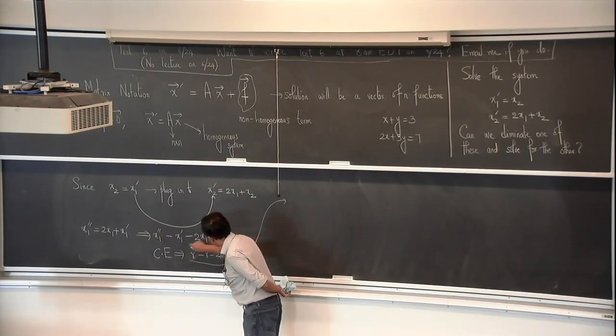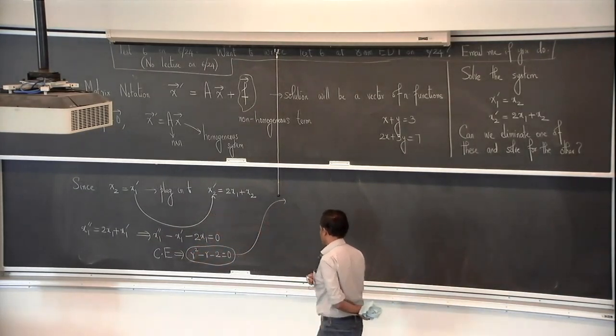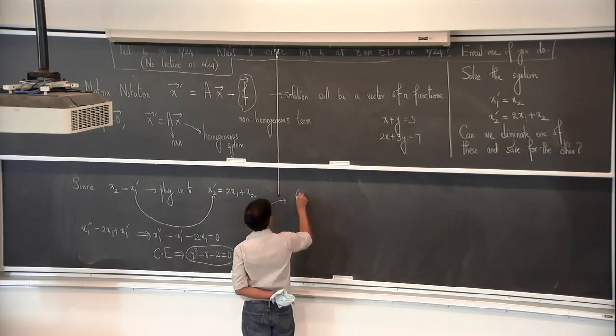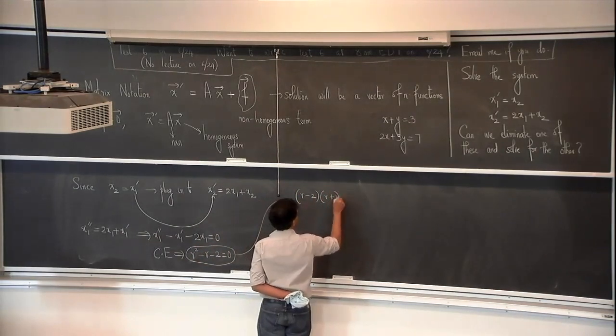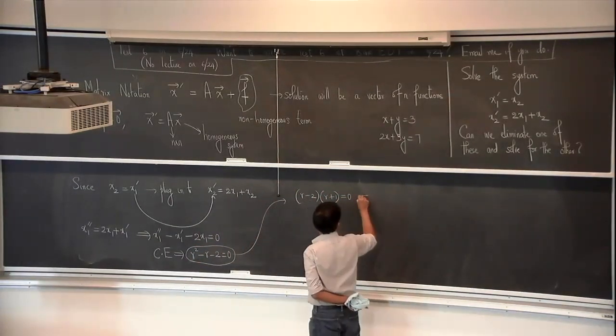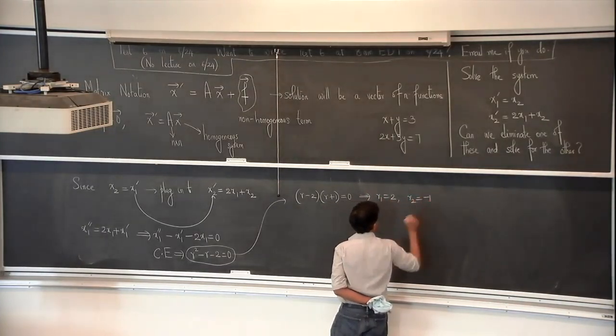So just record that equation carefully. We'll come back to that equation later. So r square minus r minus 2 equal to 0. You know how to solve it. (r minus 2)(r plus 1) equal to 0. So r1 equal to 2, r2 equal to negative 1.